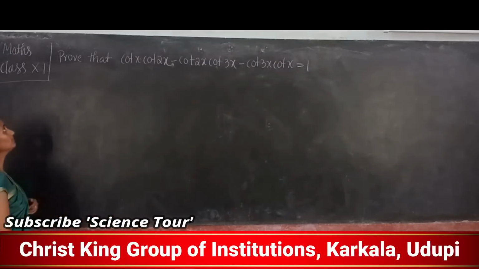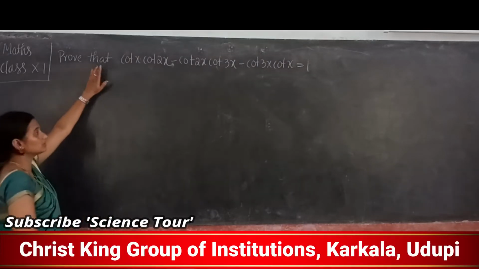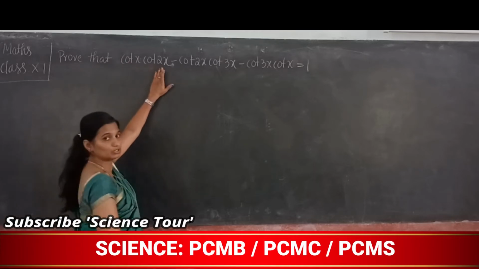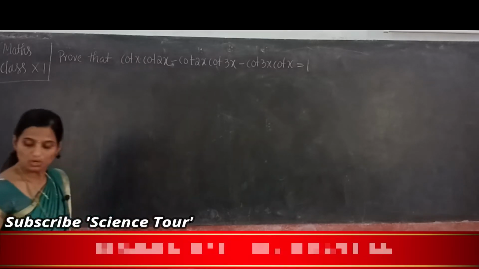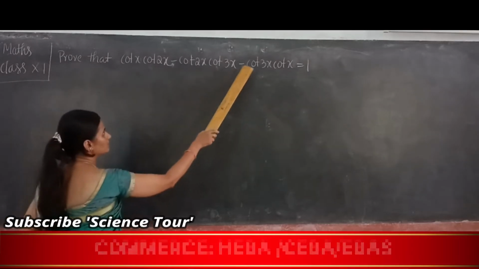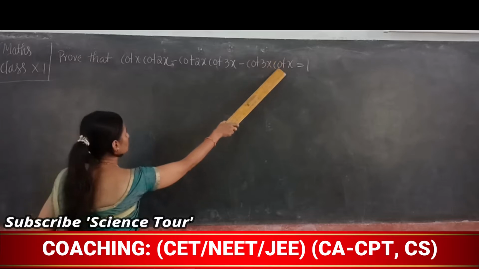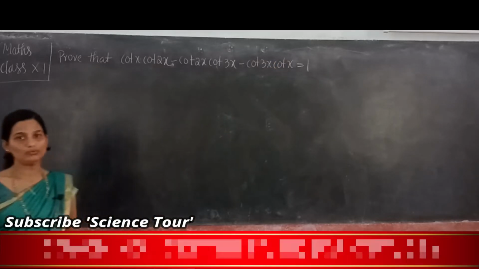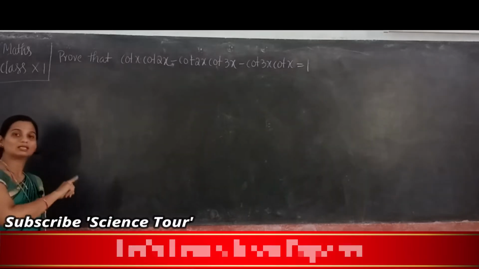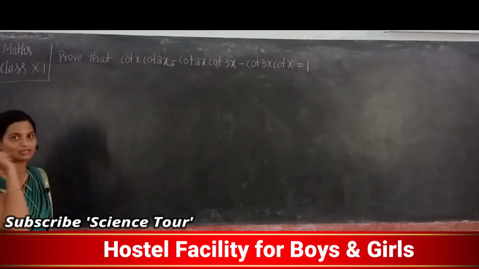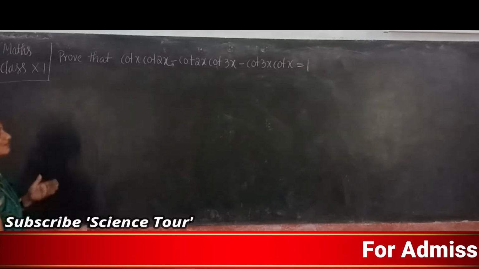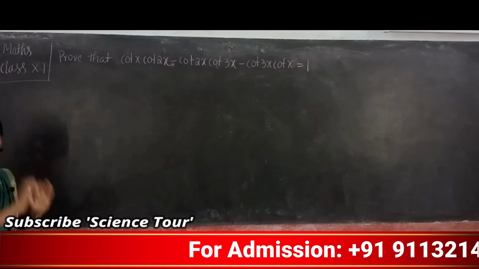The next question: prove that cot x cot 2x minus cot 2x cot 3x minus cot 3x cot x is equal to 1. This is the same as the tan 3x, tan 2x, tan x proof that we proved, no? Same way this also. So how to prove this one? We can't take LHS equal to RHS here.